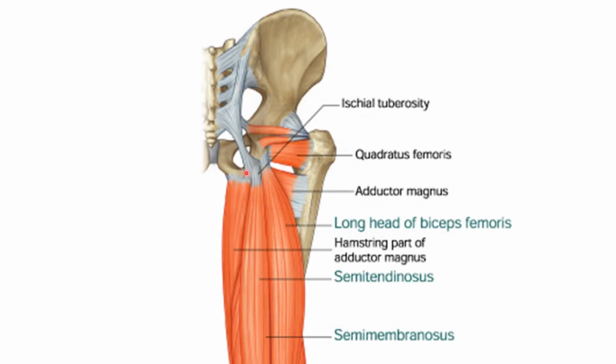This is that same image just magnified. So again, here's the sacrotuberous ligament. Here's the sacrospinous ligament. This would be your semitendinosus. Deep to that is semimembranosus. And this is the long head of the biceps femoris. What you're seeing here is part of the adductor magnus. You can just see it from the posterior side as well.